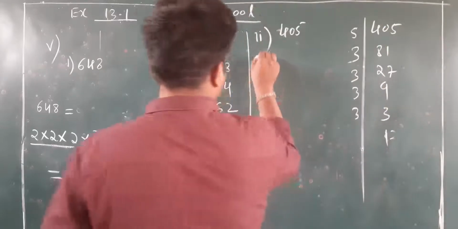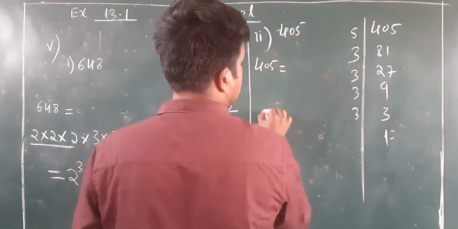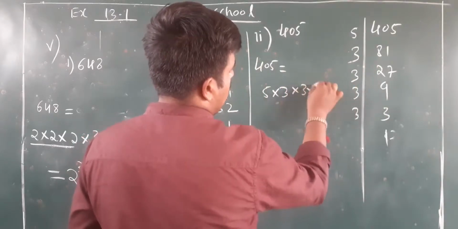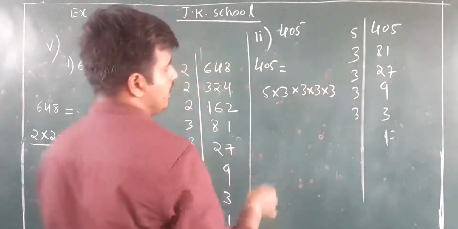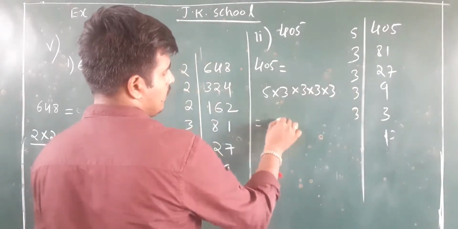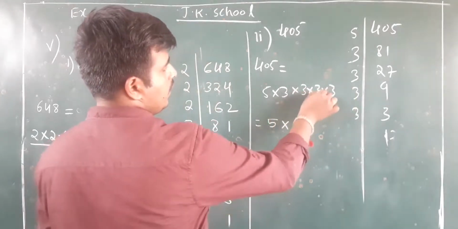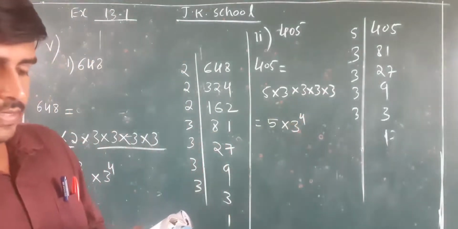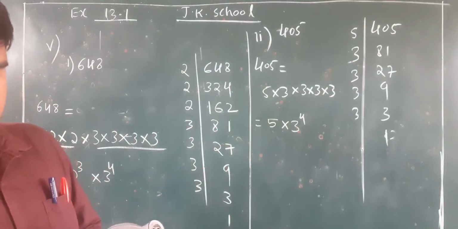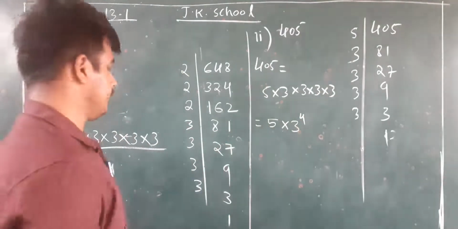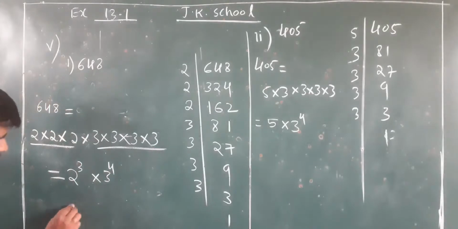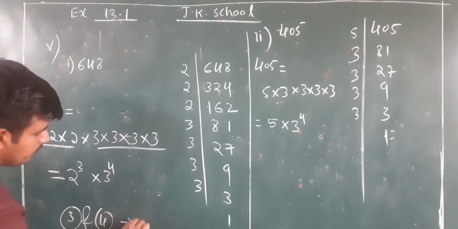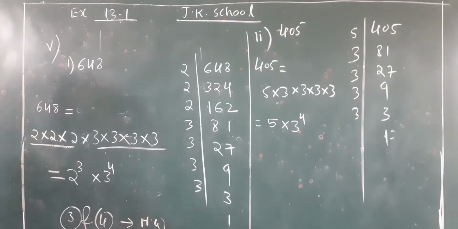Then write 405 can be written as 5 into 3 into 3 into 3 into 3. 5 is single, so I will write 5 only. 3 raised to 4. In this way you have to solve it. Take the third one and the fourth one as homework. You try it. You will get the answer.